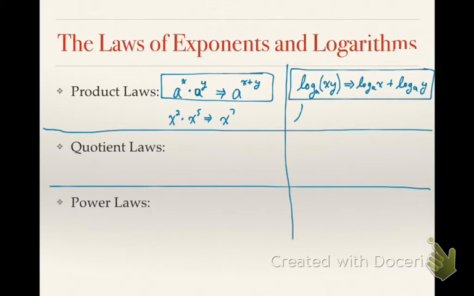So for instance, if I had log base a of 20, notice that's not written as a product, but I could write 20 as a product of 4 and 5. So 4 times 5, which means it can be converted into log base a of 4 plus log base a of 5.